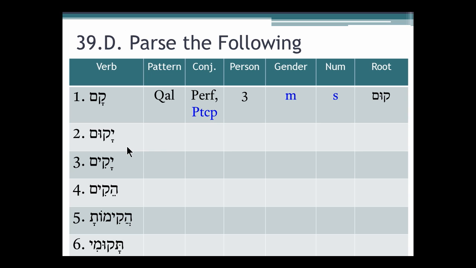Number 2, yakum. Yod, is that a prefix? Well, it certainly can be. Do we have a discernible lemma? Yes, we do. Kum, we have here a cal imperfect, third masculine singular. Again, no further ending.